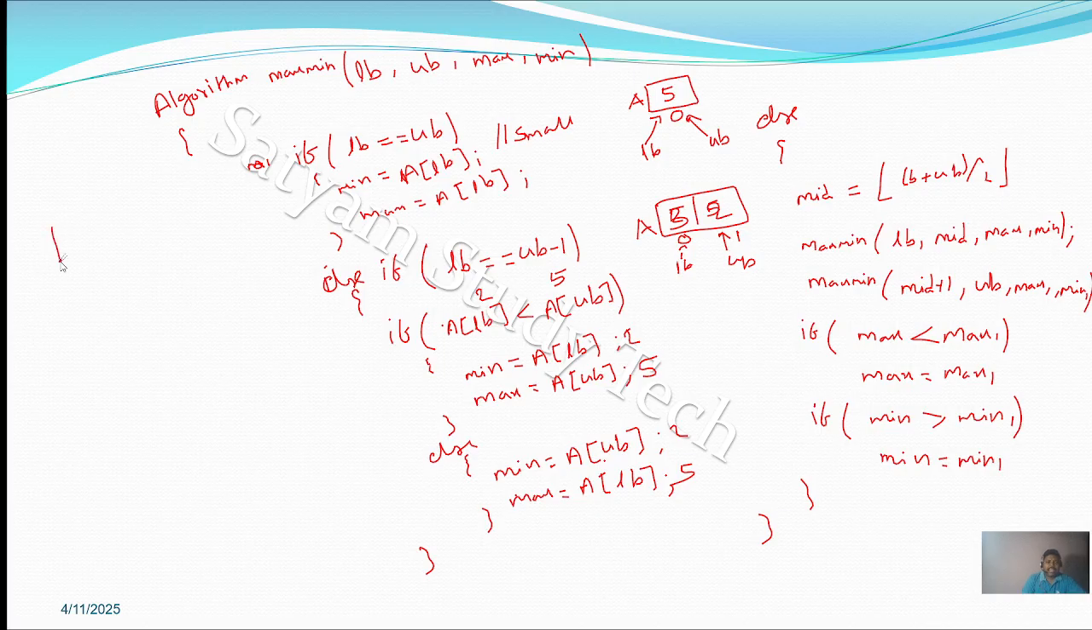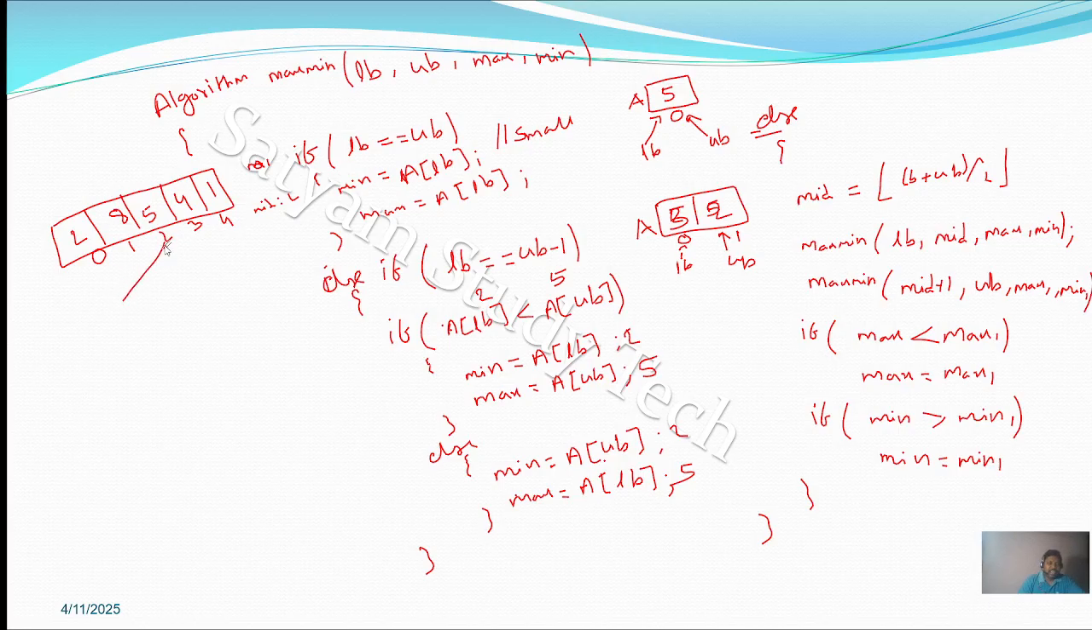For example, the array consisting of more than 2 elements. Now we can see it is 2 and 8, here the 5 and 4 and 1. So here the array consists of more than 2 elements. Then this else block is executed. You have to find out the mid value. So here it is index 0 and 1 and 2, 3 and 4. That is lower bound is 0 plus upper bound is 4, 0 plus 4 by 2, that is 2. The mid value is 2.